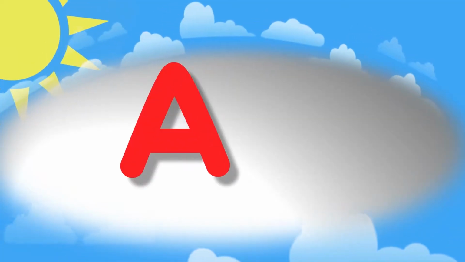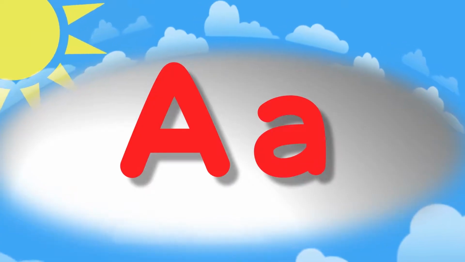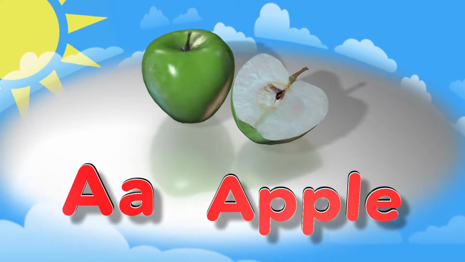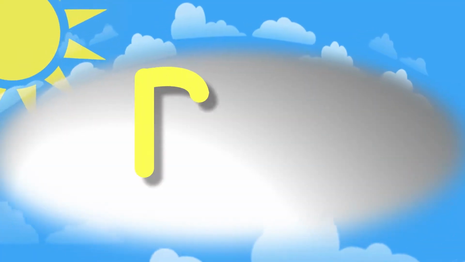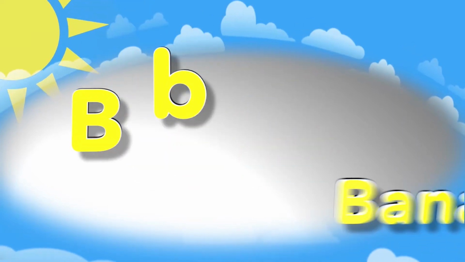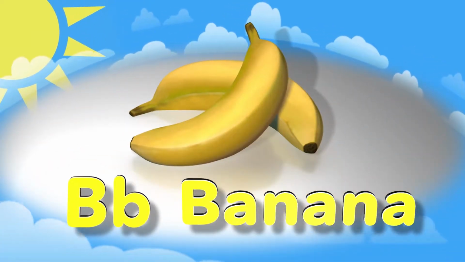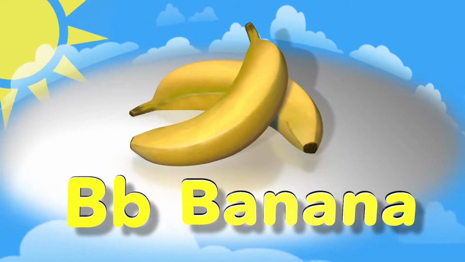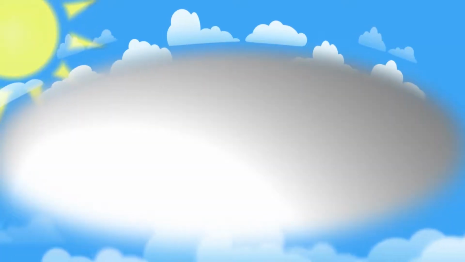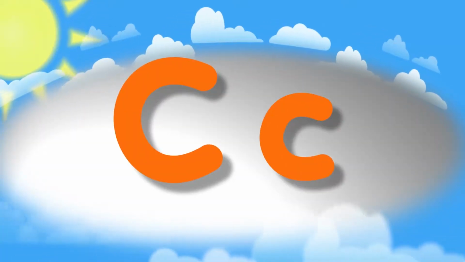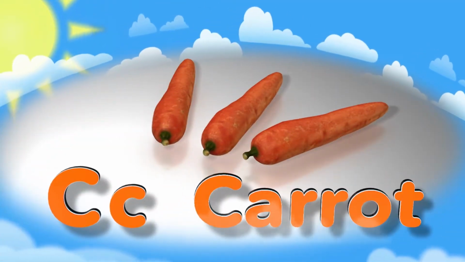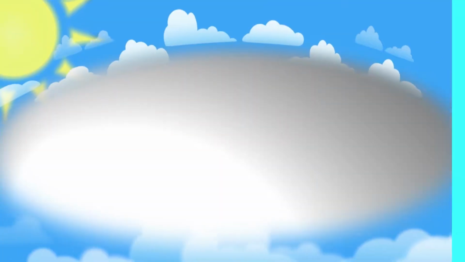Uppercase A, lowercase a. A is for apple, apple. Uppercase B, lowercase b. B is for banana, banana. Uppercase C, lowercase c. C is for carrot, carrot.